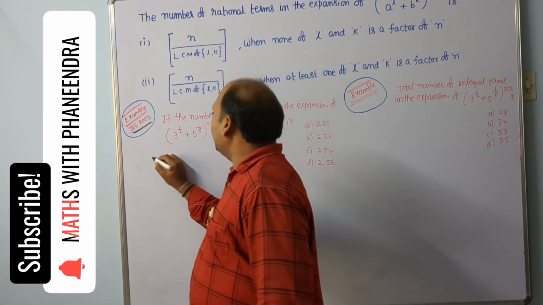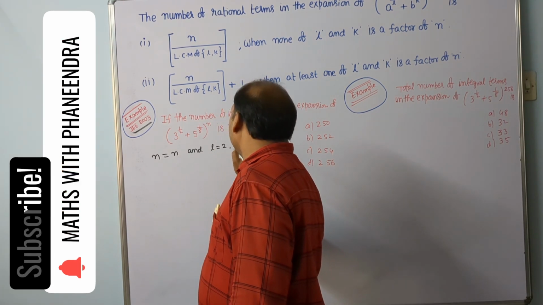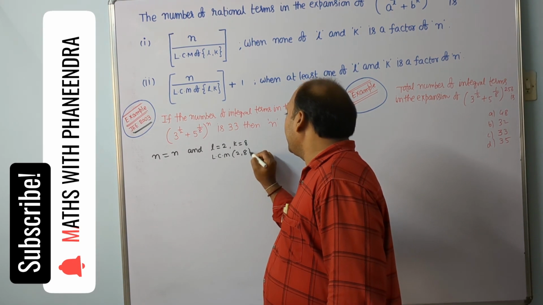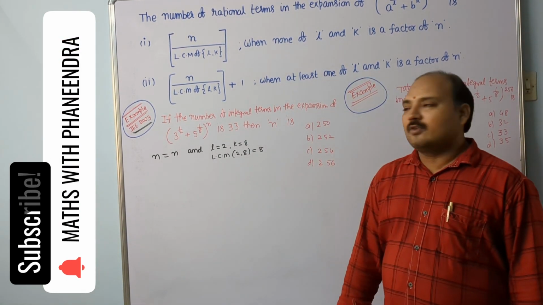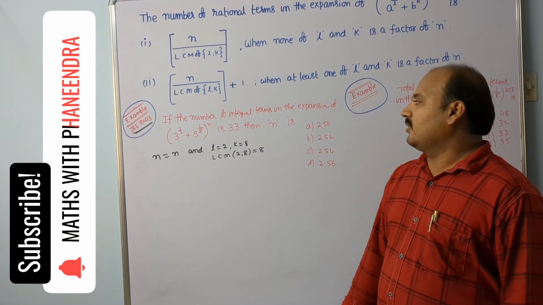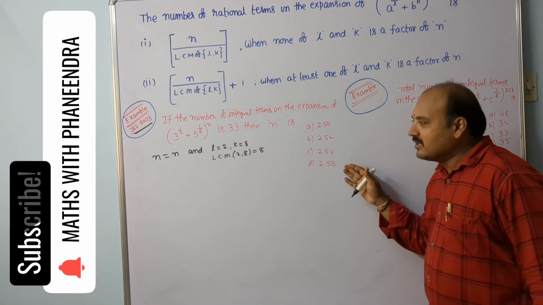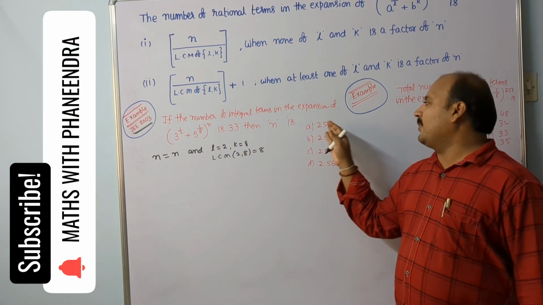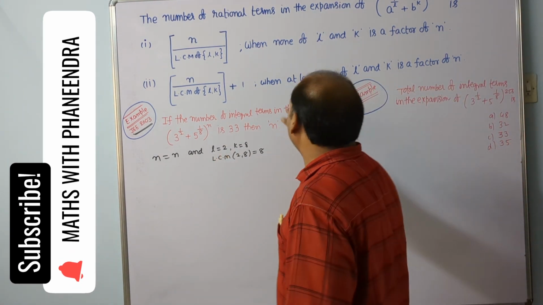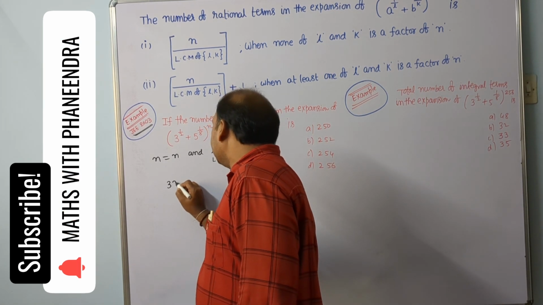So here, n is equal to n only, and L is equal to 2, K is equal to 8. LCM of 2, 8 is equal to 8. Both are even numbers only, no? Among the options also all are even numbers. So 2 is a multiple, 8 is also a multiple, like this all multiples are there. Whenever it is a multiple, at least one of them is a factor.